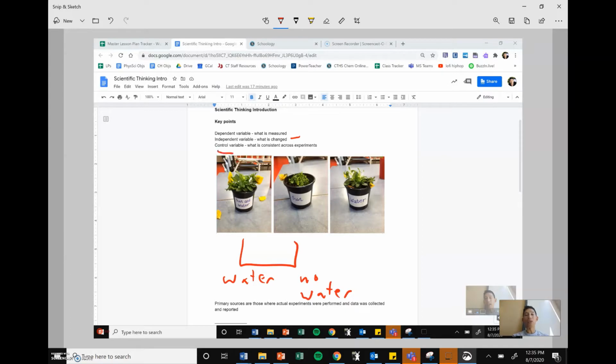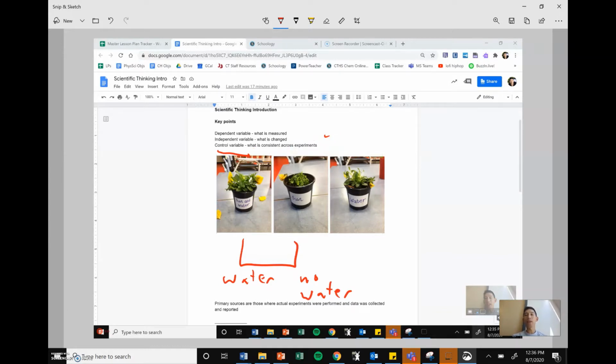What is the control variable? Well, this is what is consistent. In this case, both of these have sun. So the control variable between these first 2 cases is the sun. It's kept consistent across the experiment.